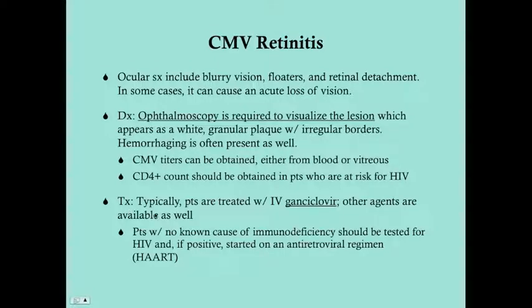Typically, patients with CMV retinitis are treated with ganciclovir, but there's other agents that are used as well. And important also to know that if a patient has been diagnosed with CMV retinitis and there's really no known cause of immunodeficiency, they're not a cancer patient, they're not dialyzing, they don't have diabetes, we presume they don't have HIV/AIDS. You should really test them for HIV because that's probably what's behind it, if there's no other known cause of immunodeficiency.